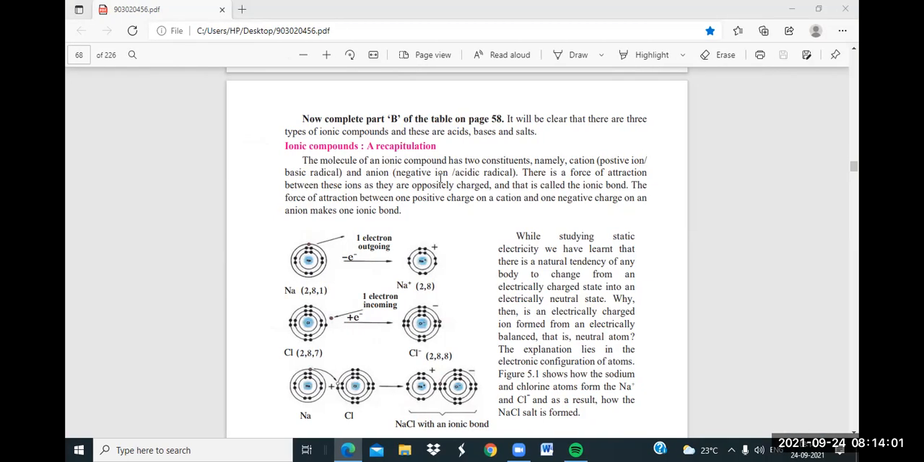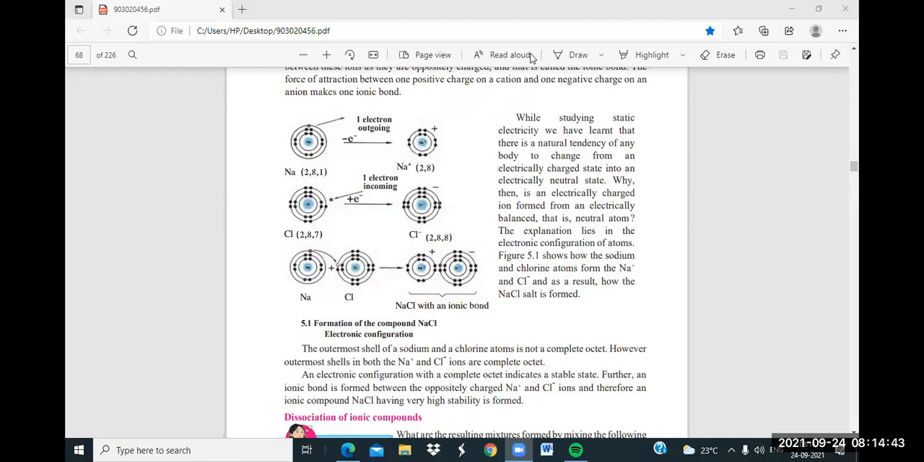You will see that between these ionic compounds there is a strong attraction due to the opposite charges. One is positive, one is negative. They are strongly attracted towards each other, and due to that, these oppositely charged ions attract each other and form bonds. That bond is called the ionic bond. The force of attraction between a positive charge on a cation and a negative charge on an anion makes one ionic bond. See, there is one positive charge and another negative charge. Now here we have to see this example.